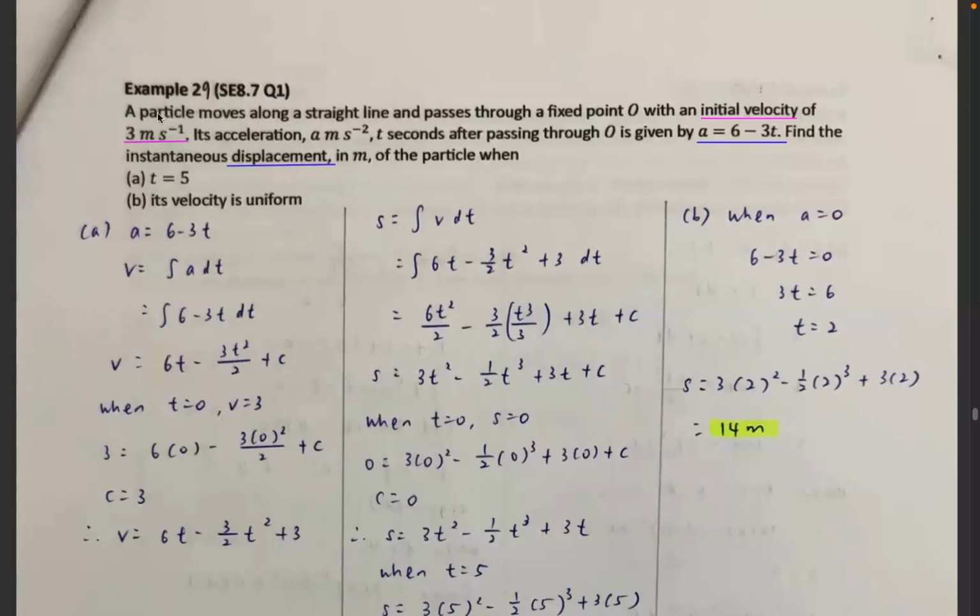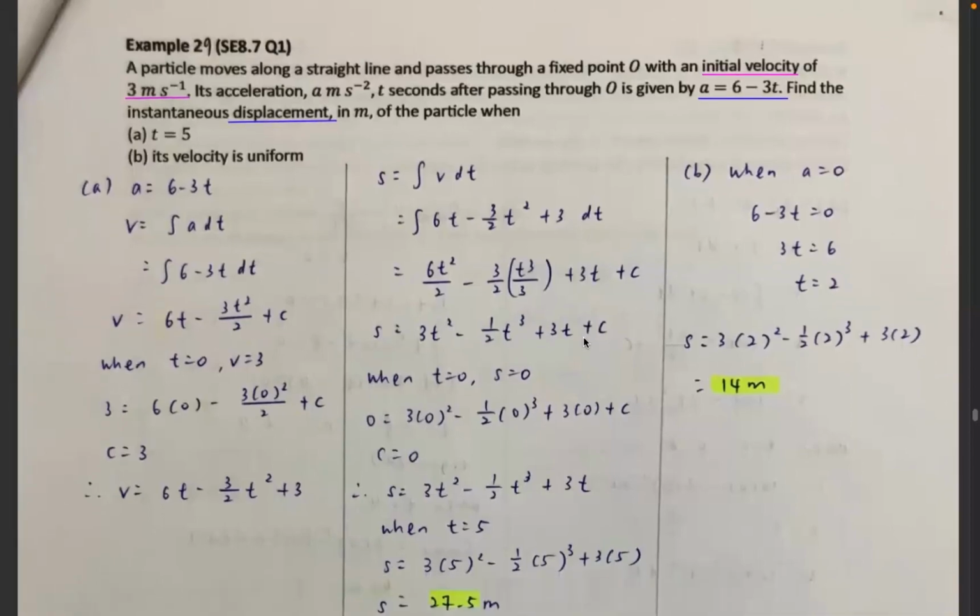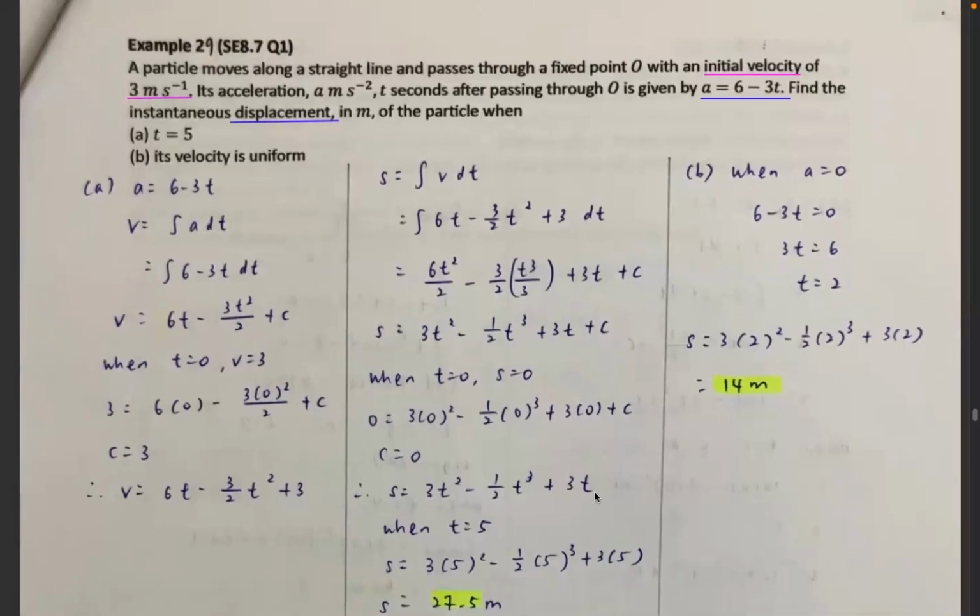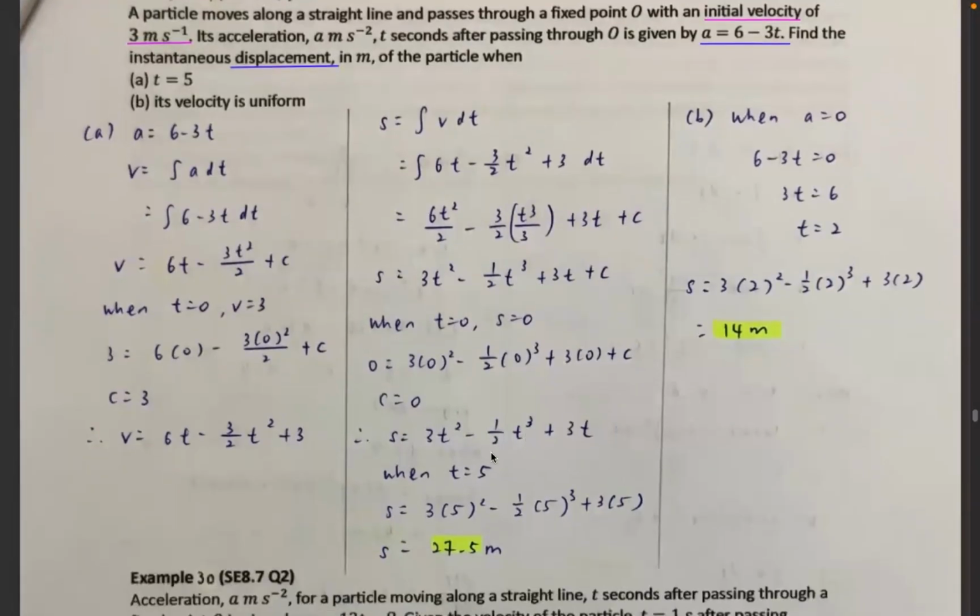Then let's check. The question says, a particle moves along a straight line and passes through a fixed point O. That means the particle starts moving at fixed point O. That means when t equals to 0, s equals to 0. So we can substitute t equals to 0, s equals to 0. Then we will get c equals to 0. So we have displacement function s equals to 3t squared minus half t power 3 plus 3t.